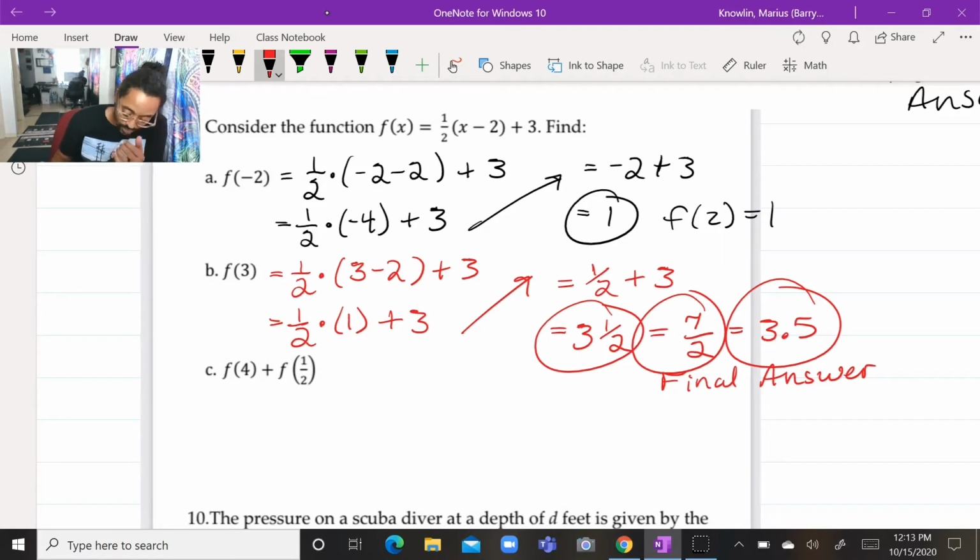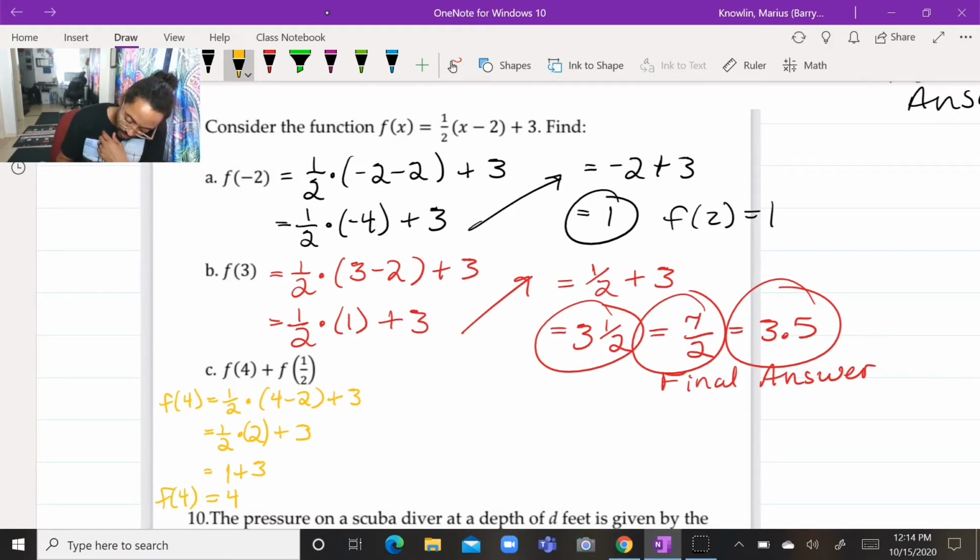Now part C, we got to do 2 parts. We got to find f of 4, f of 1/2, and then whatever those answers are, we got to add it. So f of 4 is equal to 1/2 times the group of 4 minus 2 plus 3. 1/2 times 4 minus 2 is 2 plus 3. 1/2 of 2 is 1. 1 plus 3 equals 4. So f of 4 equals 4.